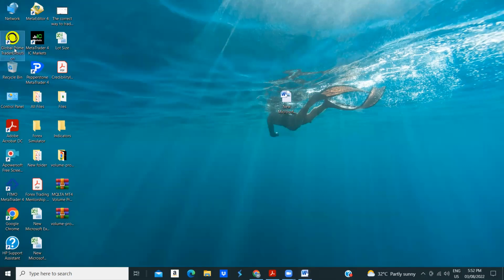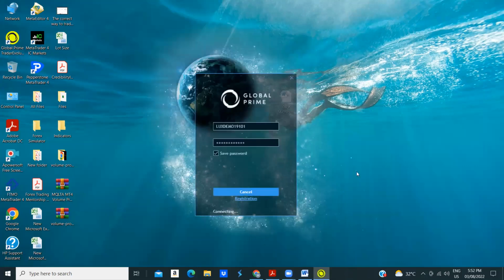There is another platform, which is Global Prime Trader Evolution, and the third one is cTrader. I will write down the names of these platforms shortly, but let me open this one.